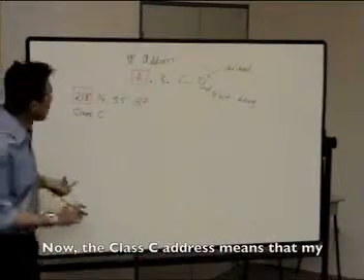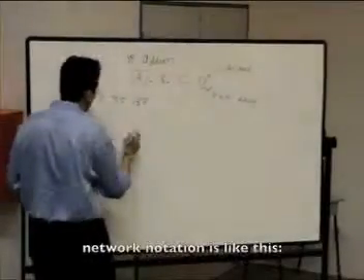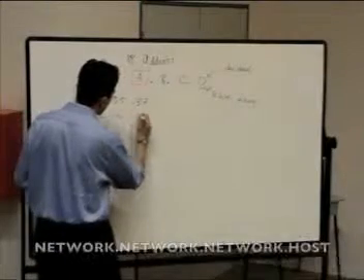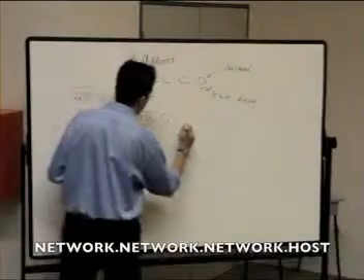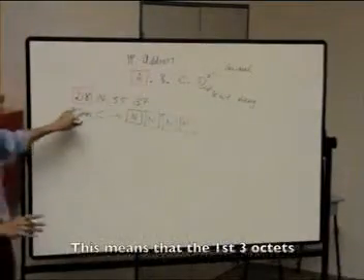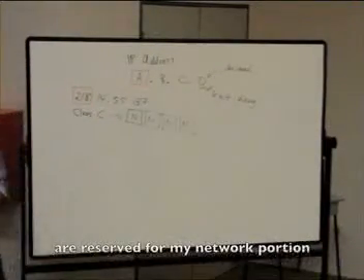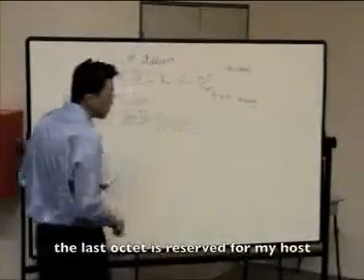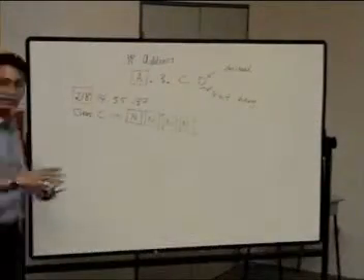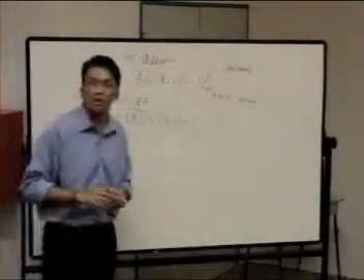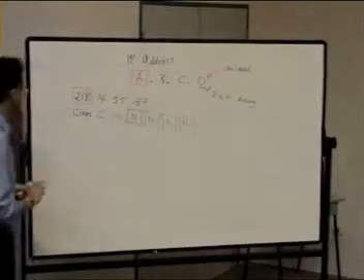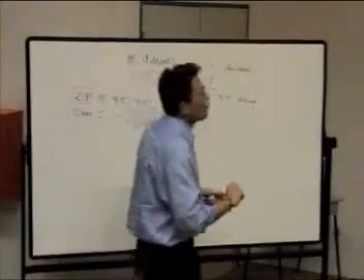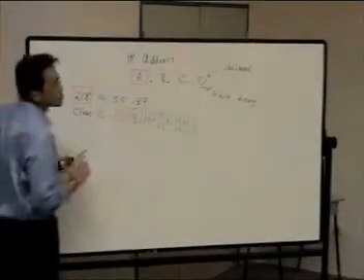Now a class C address means that my network notation is like this: network, network, network, host. This means that the first 3 octets are reserved for my network portion. The last octet is reserved for my host portion. We'll cover more detail when we cover subnet mask after this. It's a little unclear right now, but let's go along. Now let's jump back to our quiz question.